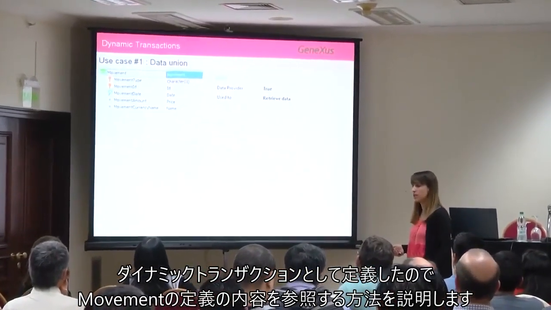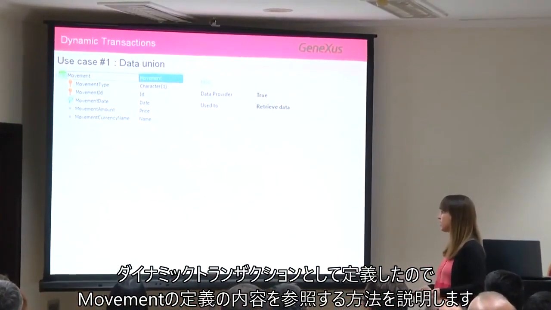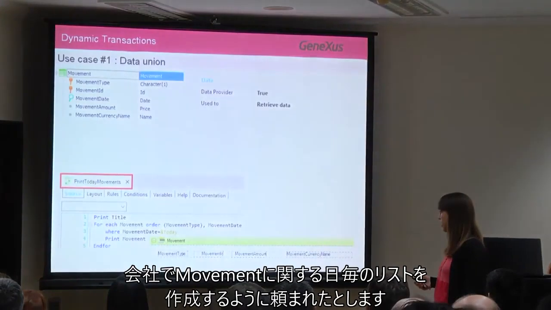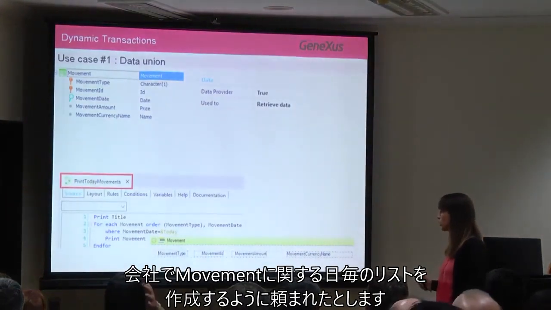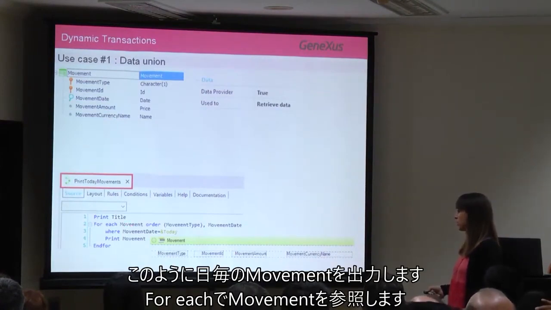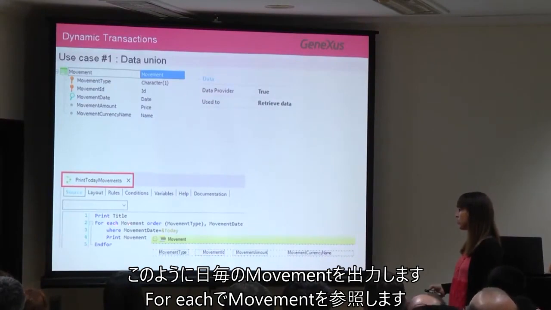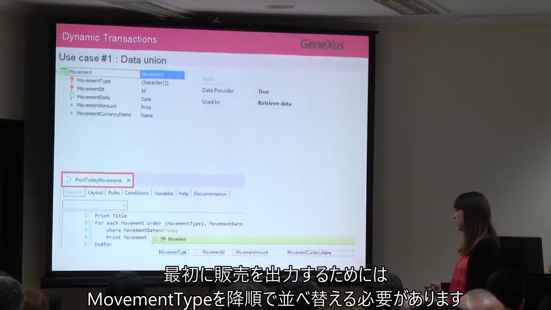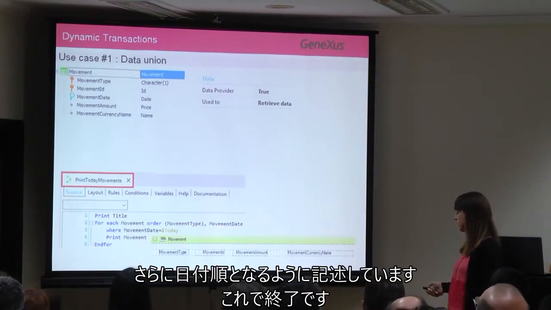So once you've defined the dynamic transaction and the way of uploading it, what's in my definition of movement? Let's suppose that the company asks me to make a daily list of movements. I would simply work naturally with, for each movement, it's going down instead of up. But I wanted to have first the sales and then the credits. I would like to see the sales first. And so I had to order them in descending order and then by date.